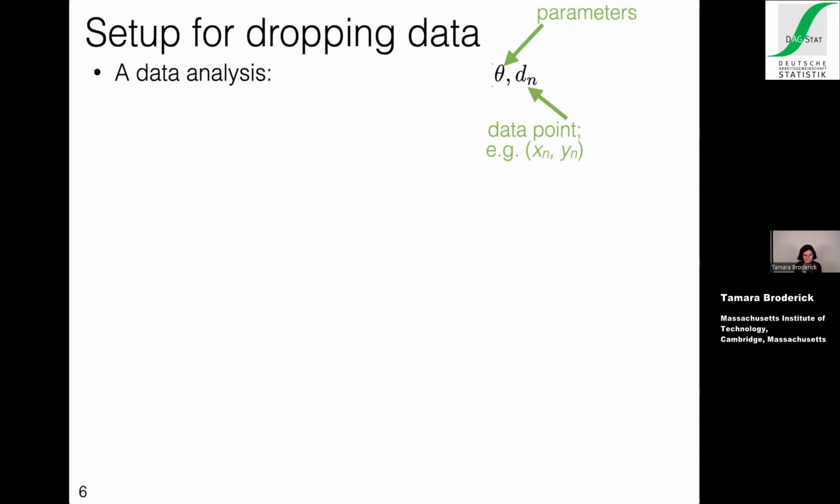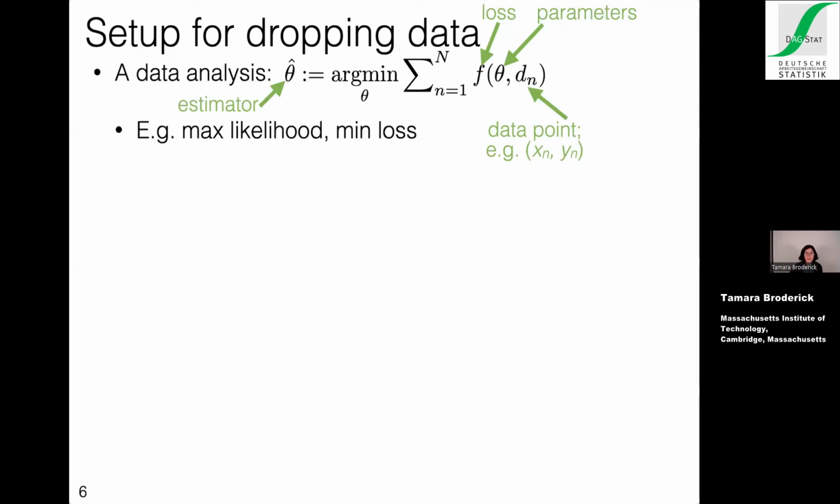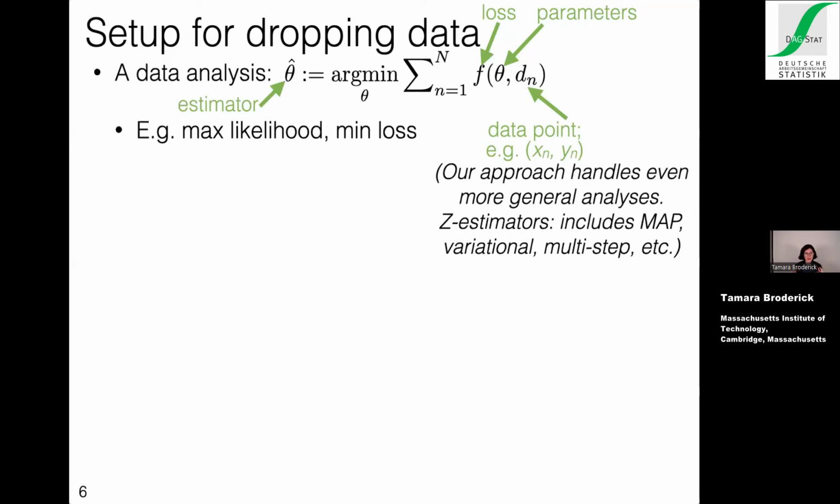Now, typically I'll have my parameters, my unknowns that I'm interested in learning about. Let's call them theta. And I might have some loss that relates my parameters to my data point. Now, a very typical setup for a data analysis would be that I sum up my loss over my capital N data points, and I minimize that loss to get my estimator, let's call it theta hat. Now, what I've described describes a lot of data analyses that we might do in real life. So anything that has the form of minimizing the loss, if we're doing maximum likelihood, all the f's could be negative log likelihoods.